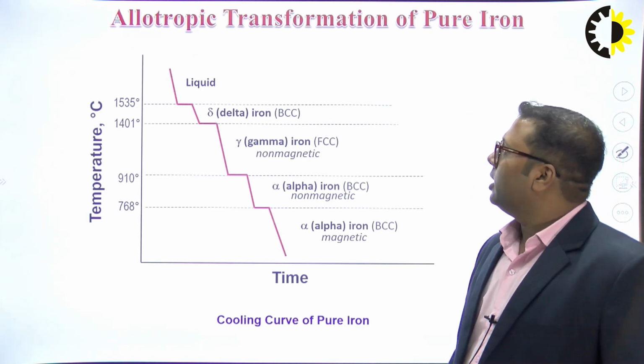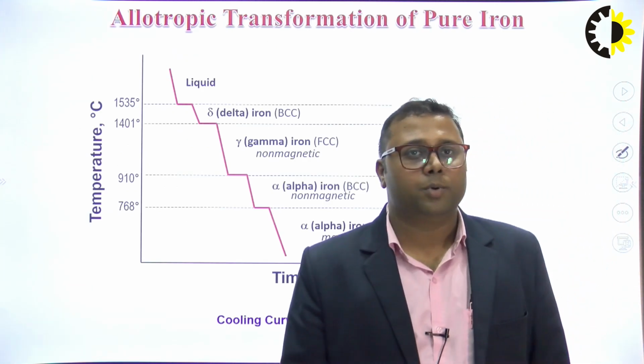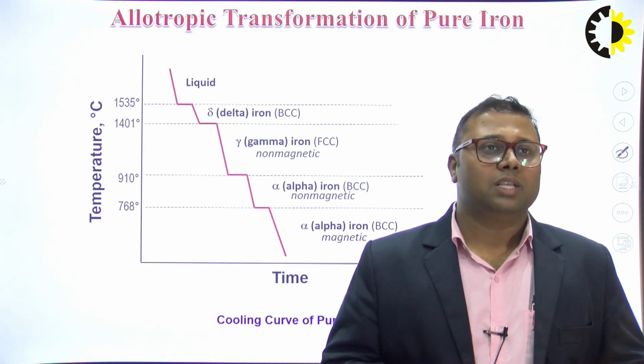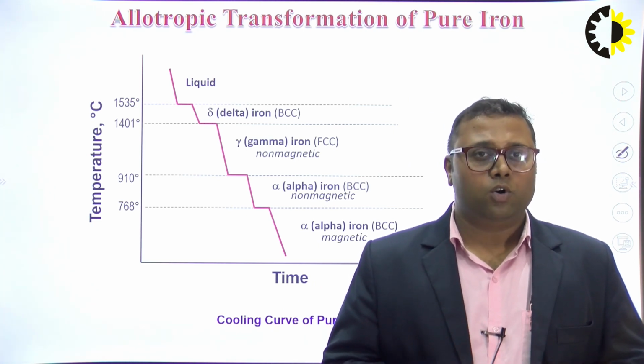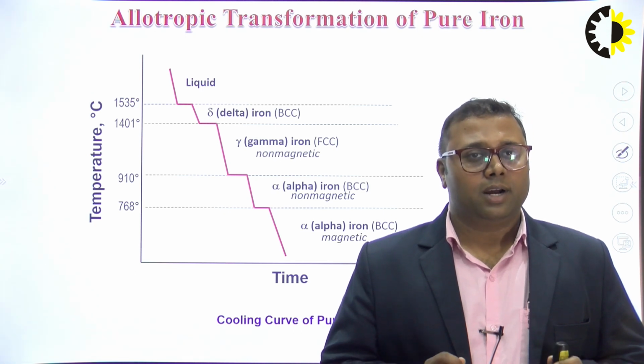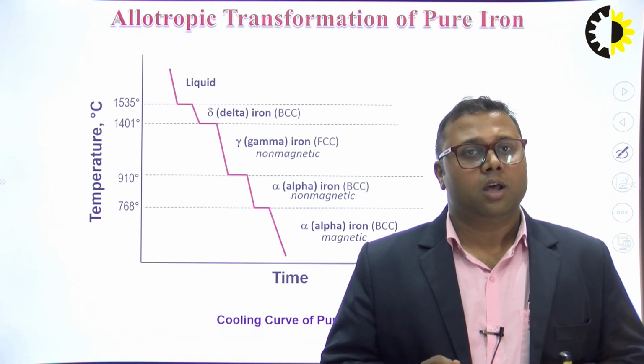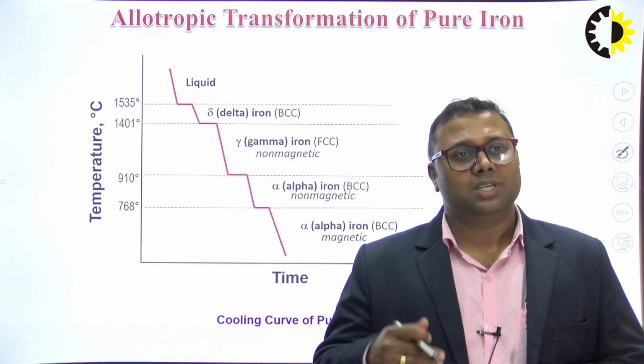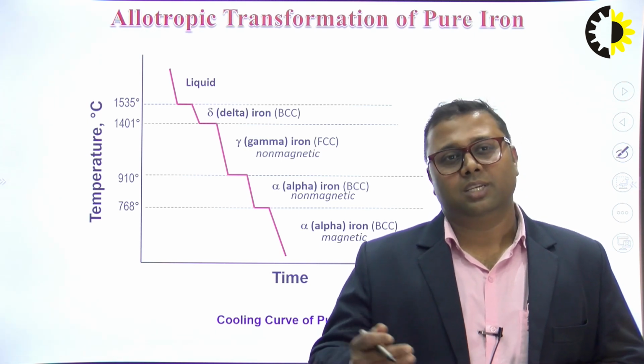So coming to the allotropic transformation of pure iron, what actually does allotropy mean? Allotropy is the branch of science which defines how the iron properties change with respect to the change in temperature.